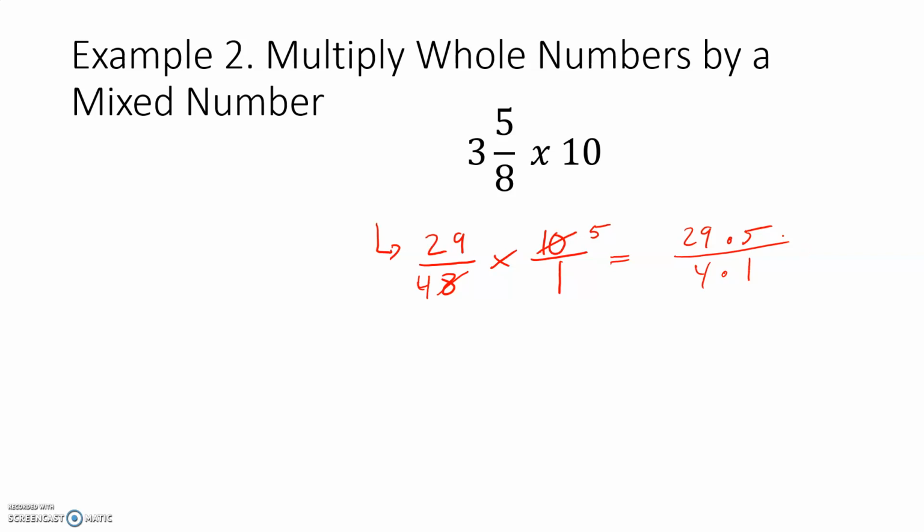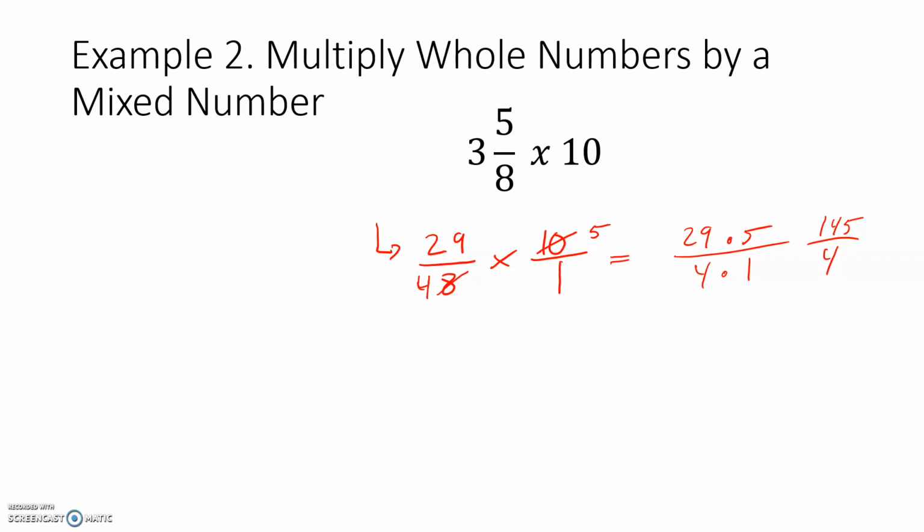Okay, and so now I'm going to multiply 29 times 5. So 29 times 5, 5 times 30 is 150. I'm sorry, 5 times 20 is 100, 5 times 9 is 45. So 145 over 4. And so I got 145 fourths.